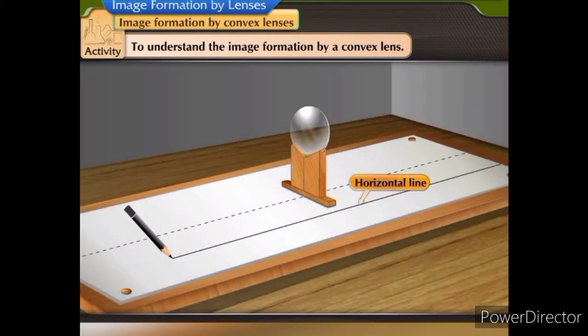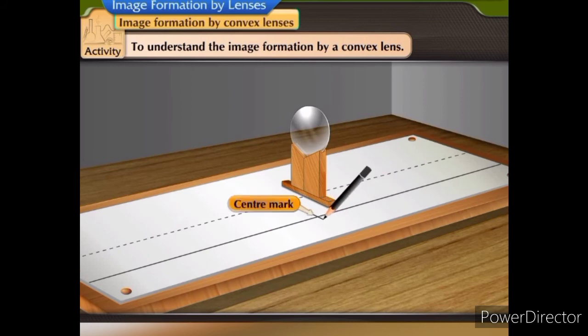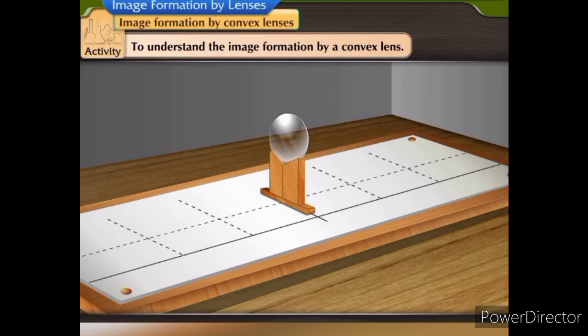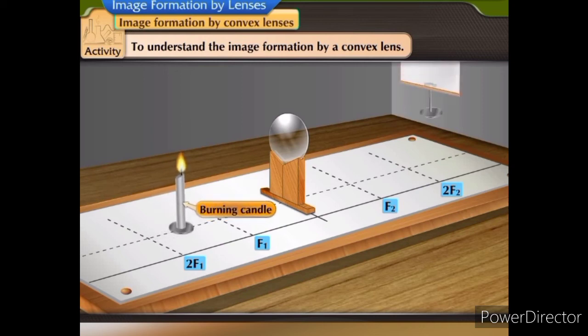Draw a horizontal line on the table. Mark the center. Place the lens stand with lens at the center mark. Mark points at distances F and 2F on both the sides of the lens. Label these marks as 2F1, F1, F2 and 2F2 respectively. Take a burning candle. Place the burning candle at different positions relative to the lens. Place the screen on the opposite side of the lens.